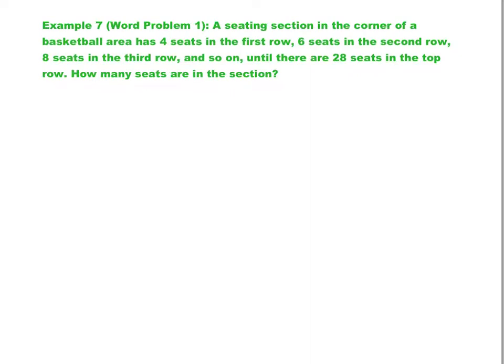So the question is, how many seats are there in the entire section? Let's look at what's happening. Let's think of this as a series, which it is, because we have 4 seats in the first row. We're trying to figure out the total number of seats. So we'd add that with the seats in the second row, and then we'd add that with the seats in the third row, and then we would keep adding those seats.